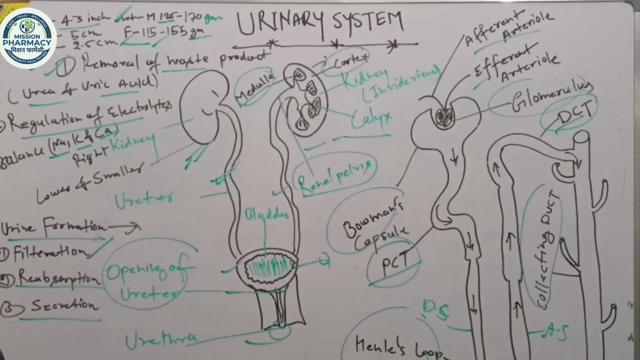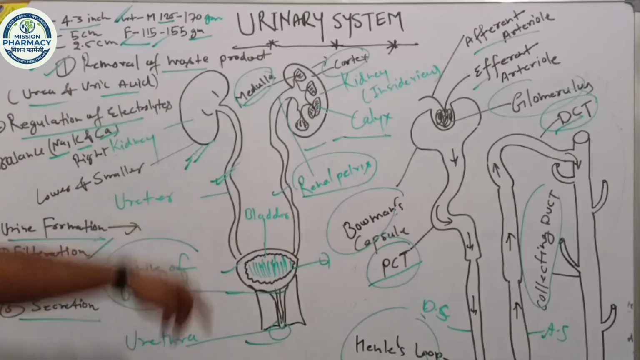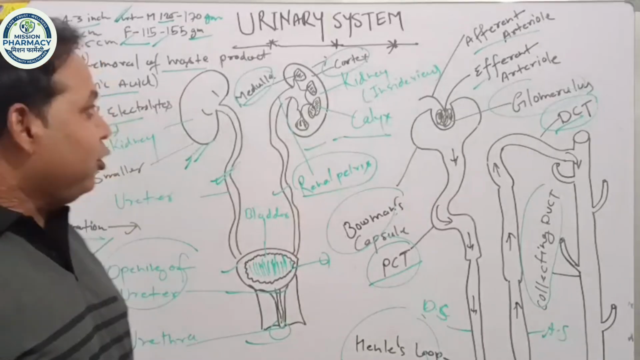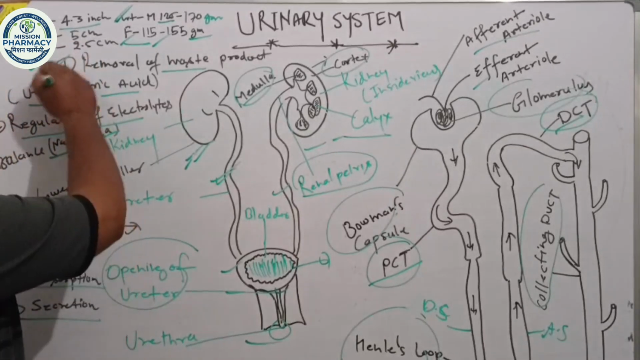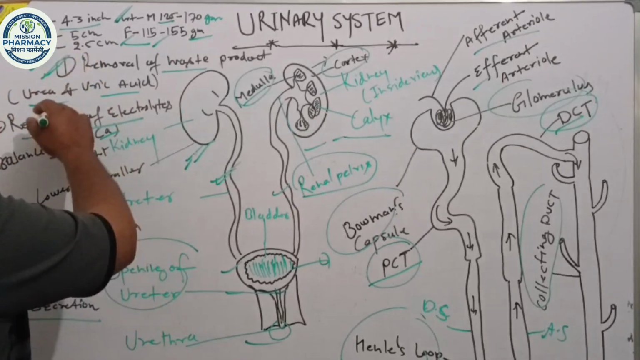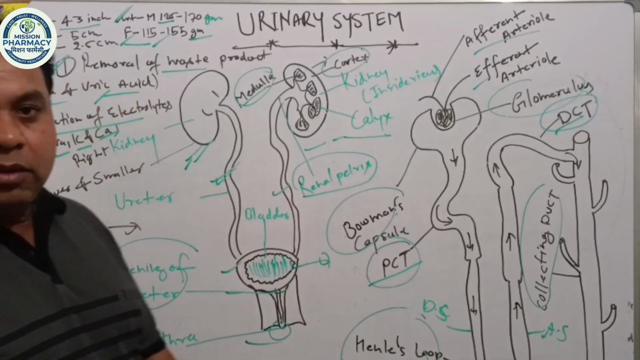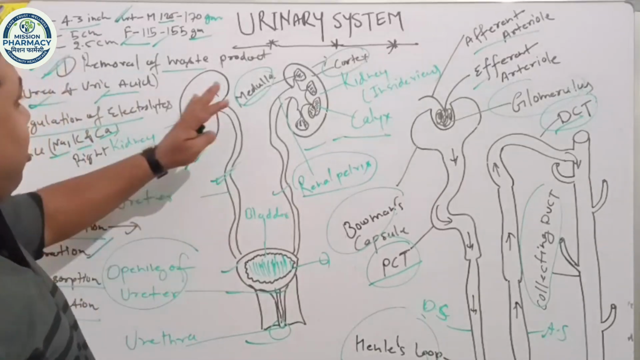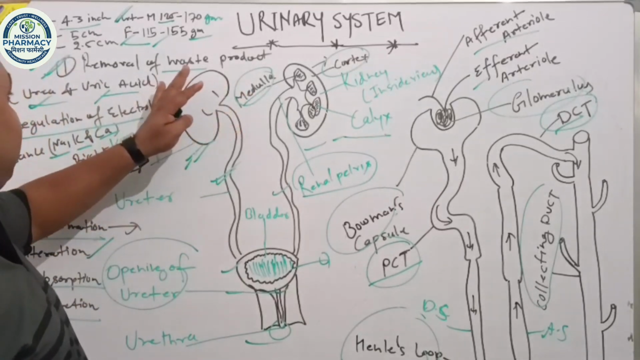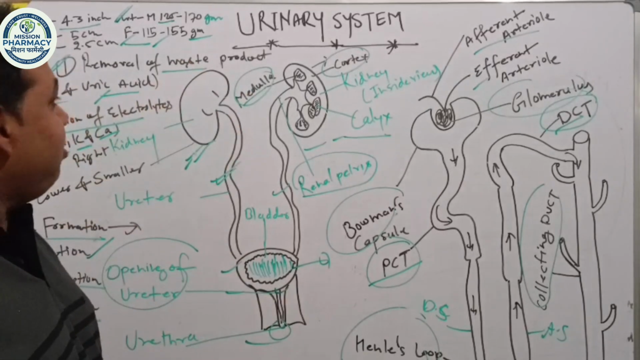Dear students, if I discuss the functions of the urinary system, the first one is the removal of waste products. Waste products, that is urea and uric acid, are more toxic products for the body. So our urinary system removes these toxic products from the body.